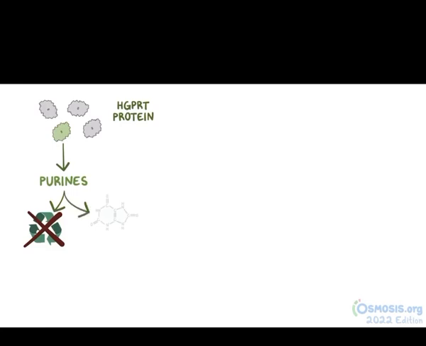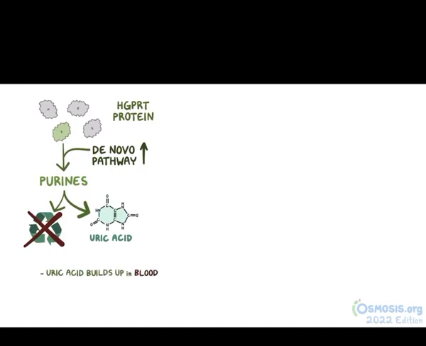Now, a mutation in the HGPRT gene means that there's less of the functional enzyme, and as a result, purine bases can't get recycled, and instead they get degraded into uric acid. At the same time, to make up for the lack of recycling, the de novo purine synthesis pathway ramps up, which results in even more purines getting broken down to uric acid. All that uric acid builds up in the blood, causing hyperuricemia.